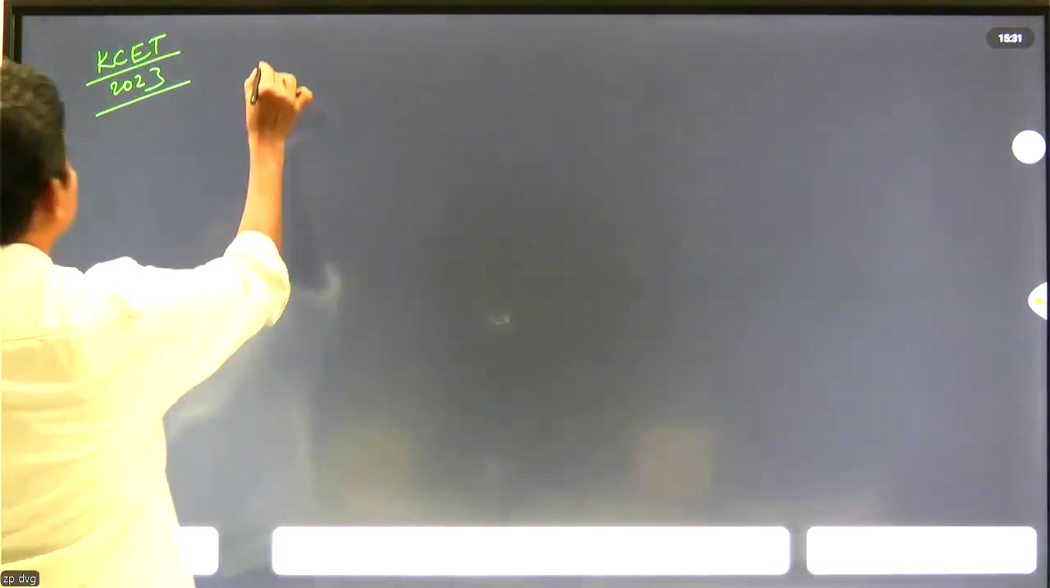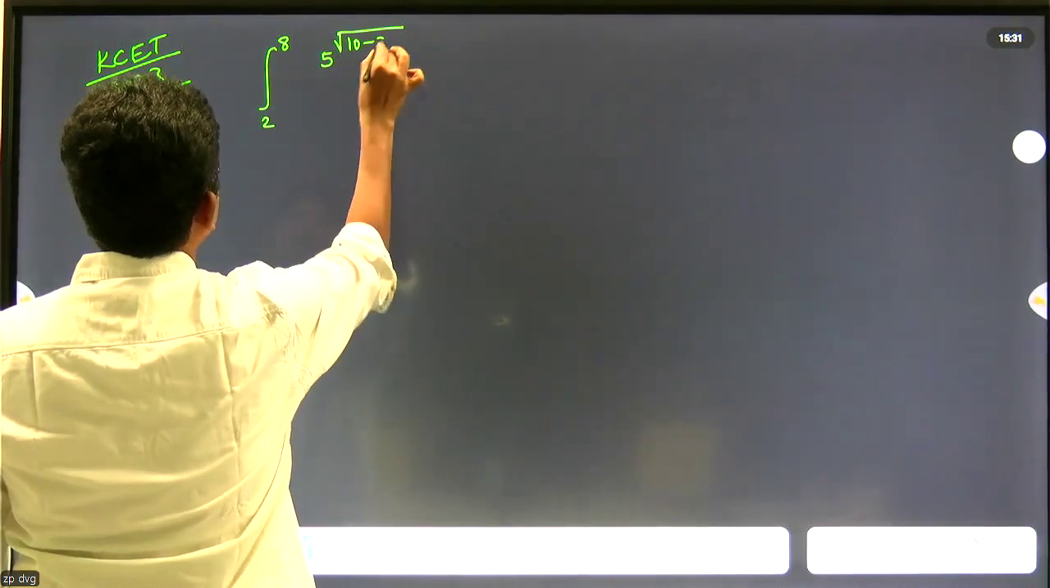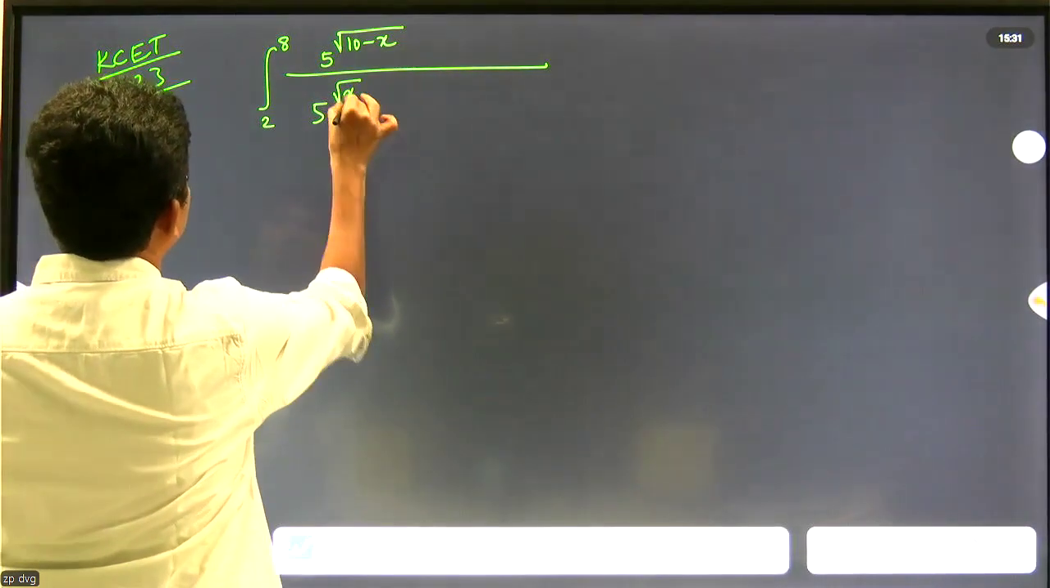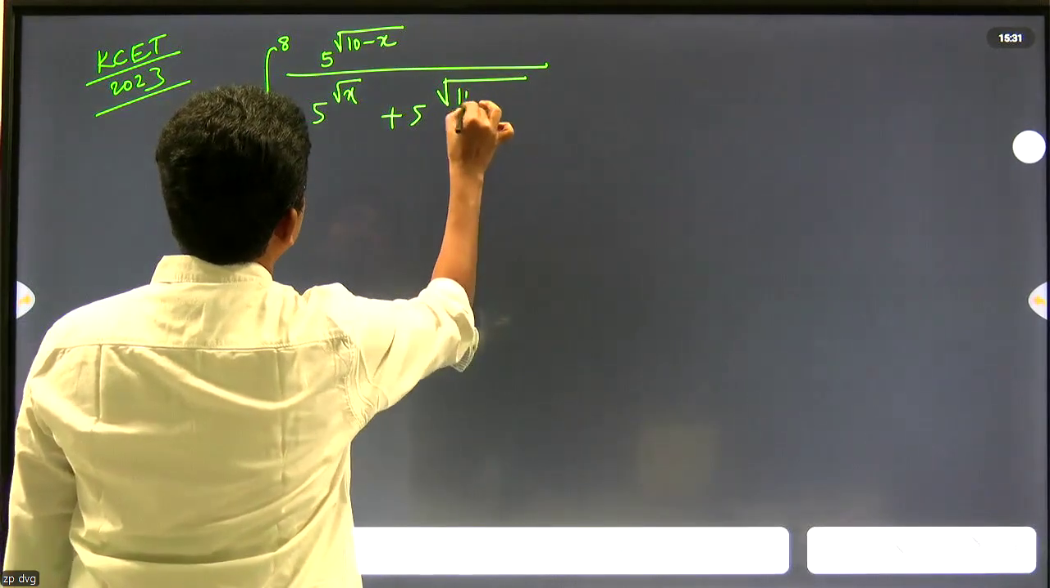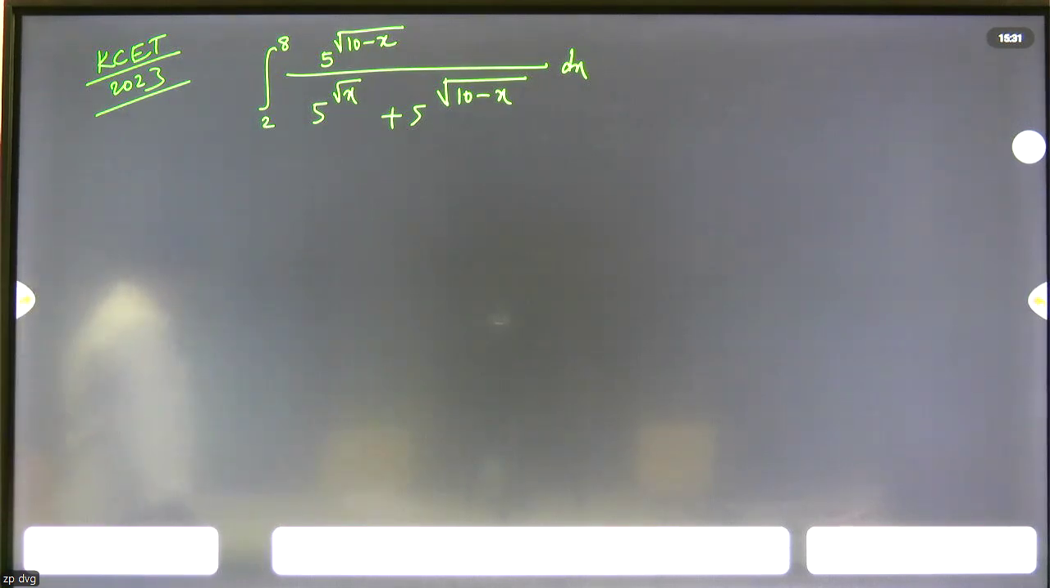One more question is there. Let's see, you can answer this. This is a 2023 CET question. In 2023, they asked this question. The question is integral of 2 to 8, 5 power root over 10 minus x divided by 5 power root x plus 5 power root 10 minus x dx. Okay. This is the problem.